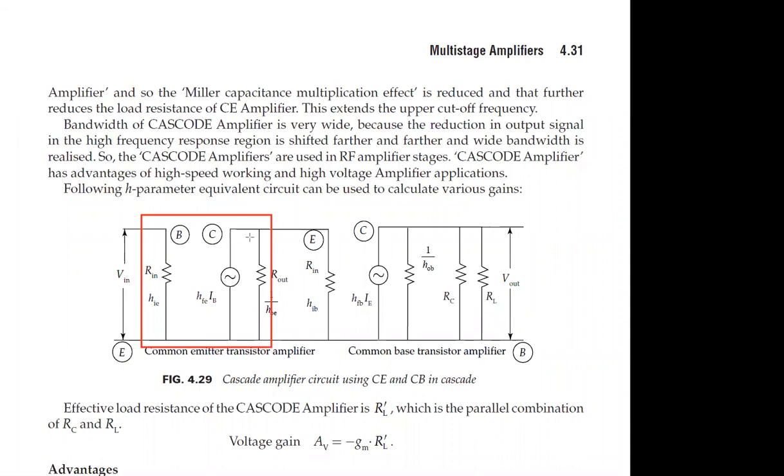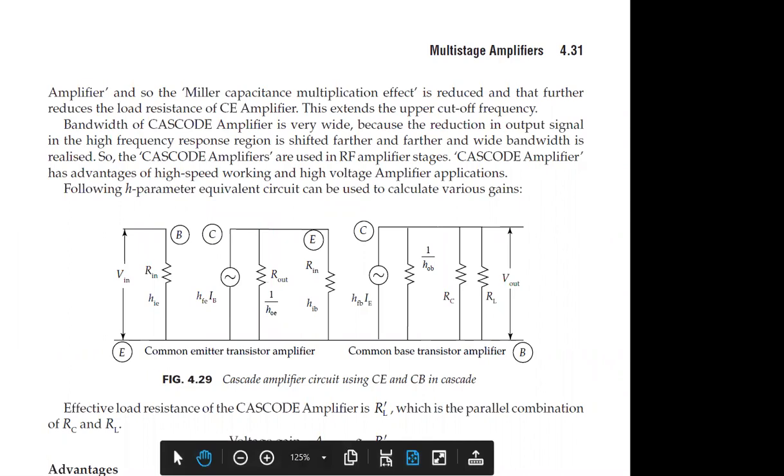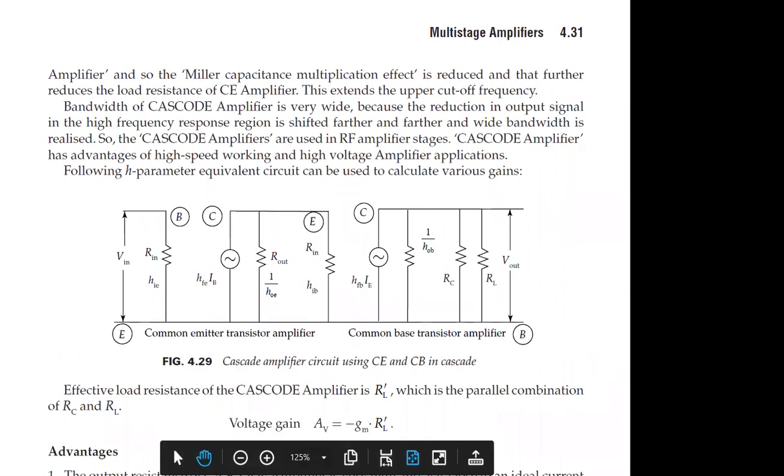And similarly, this is the common base. You can see the base terminal is common. Again, we are taking the H parameter model and we are connecting here, and remaining all the resistances we need to consider as such. Okay, this is the configuration.